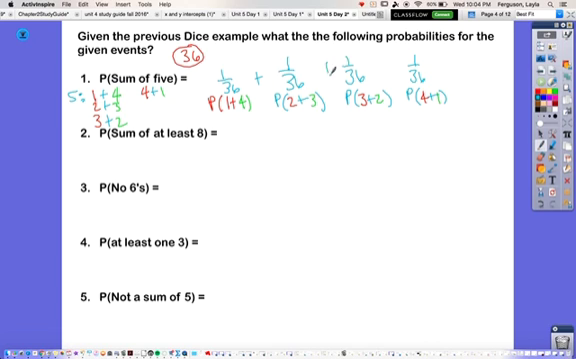So we add all of these together, and we see 1 out of 36 plus 1 out of 36 plus 1 out of 36 plus 1 out of 36. We add together the top number, so 1 plus 1 plus 1 plus 1 to get 4, and we keep the bottom number 36. So the probability that you get a sum of 5 is 4 out of 36.